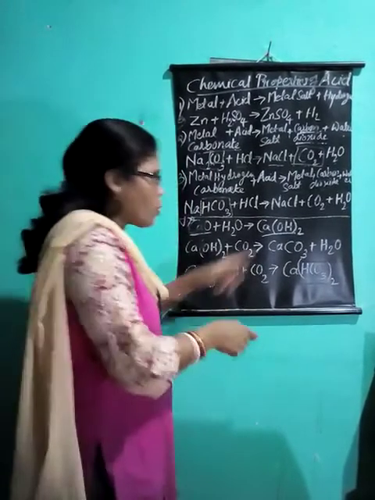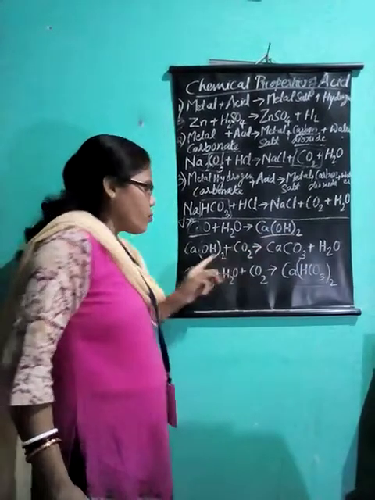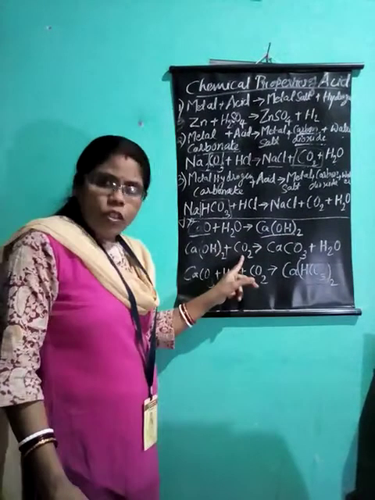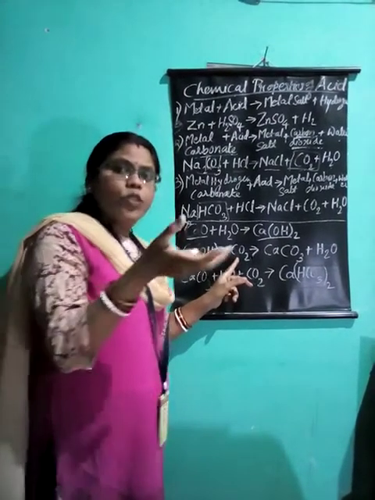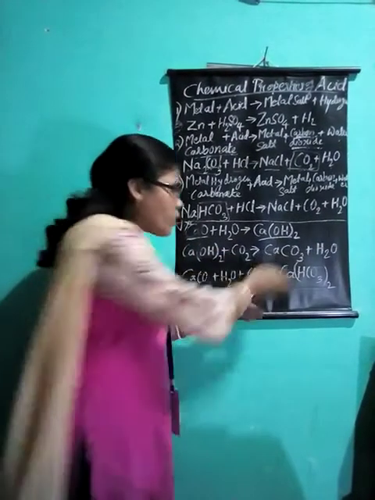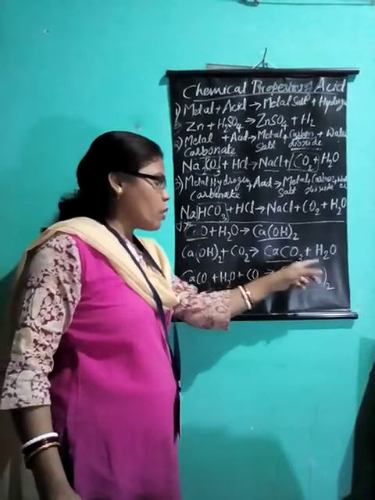The reaction which is taking place: what was the substance which we got? Slaked-lime, Ca(OH)2. This is here. What did we do? We passed carbon dioxide. What happened? The solution turned milky. Now that milky solution is calcium carbonate. Calcium carbonate plus water is obtained.